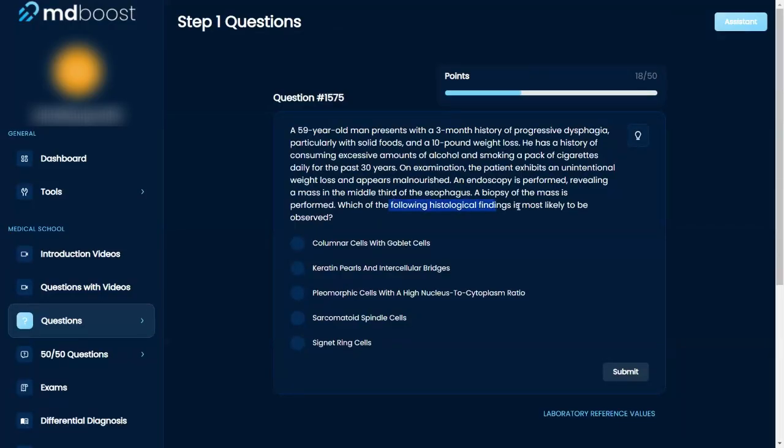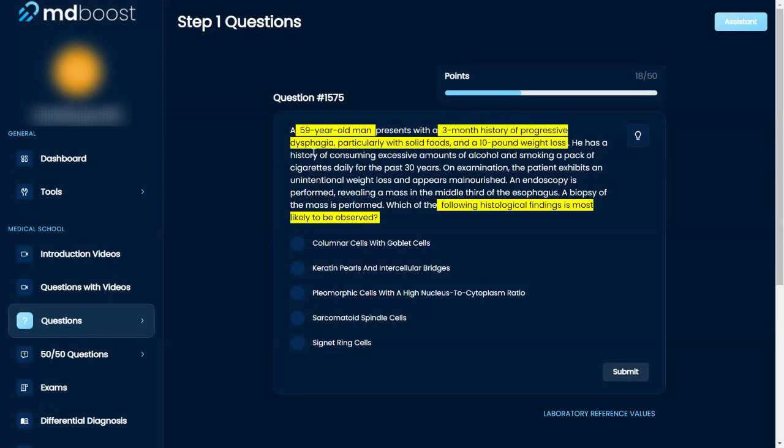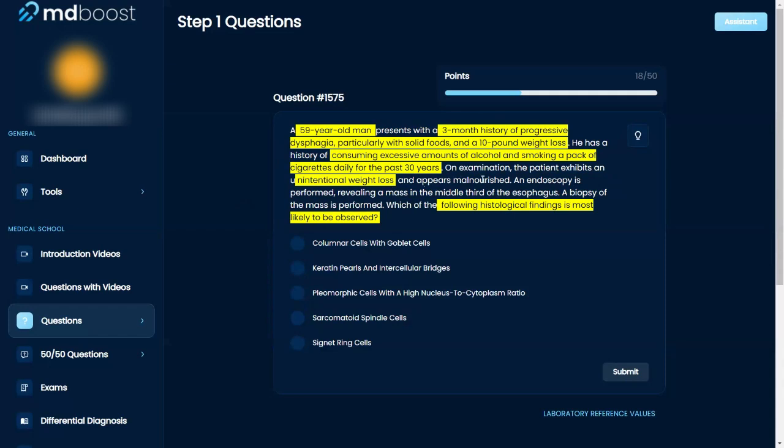Which of the following histological findings is most likely to be observed? A 59-year-old man presents with a 3-month history of progressive dysphagia, particularly with solid food, and a 10-pound weight loss. He has a history of consuming excessive amounts of alcohol and smoking a pack of cigarettes daily for the past 30 years. On examination, the patient exhibits unintentional weight loss and appears malnourished. An endoscopy is performed, revealing a mass in the middle third of the esophagus.